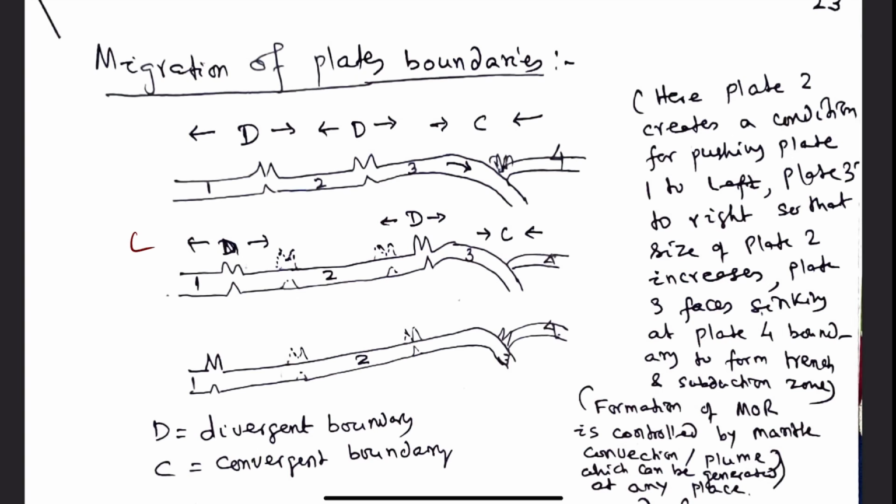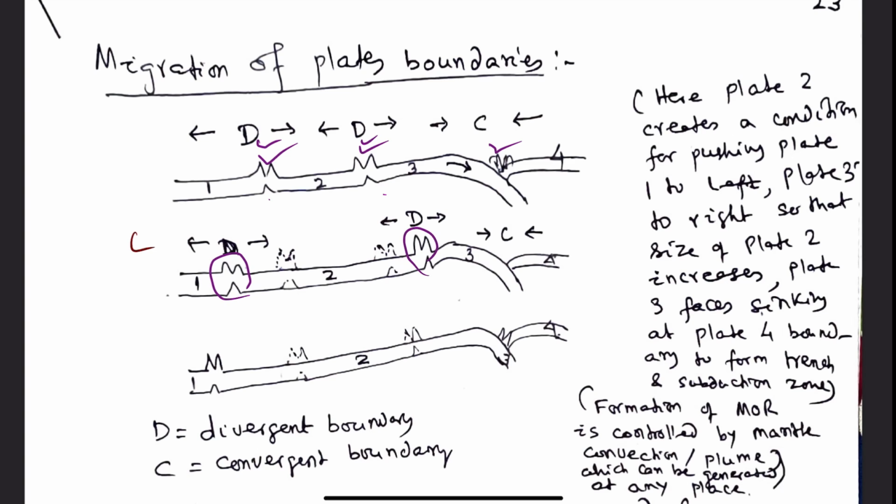The diagram that is presented here shows two mid-oceanic ridges with one convergent boundary and two divergent boundaries. So the divergent boundaries are here and here, and the convergent boundary is here, existing between plate number 3 and plate number 4. In this condition, if we take into account the geological condition, plate number 2 cannot have its size fixed because of the condition prevailing at the MOR here and at the MOR here.